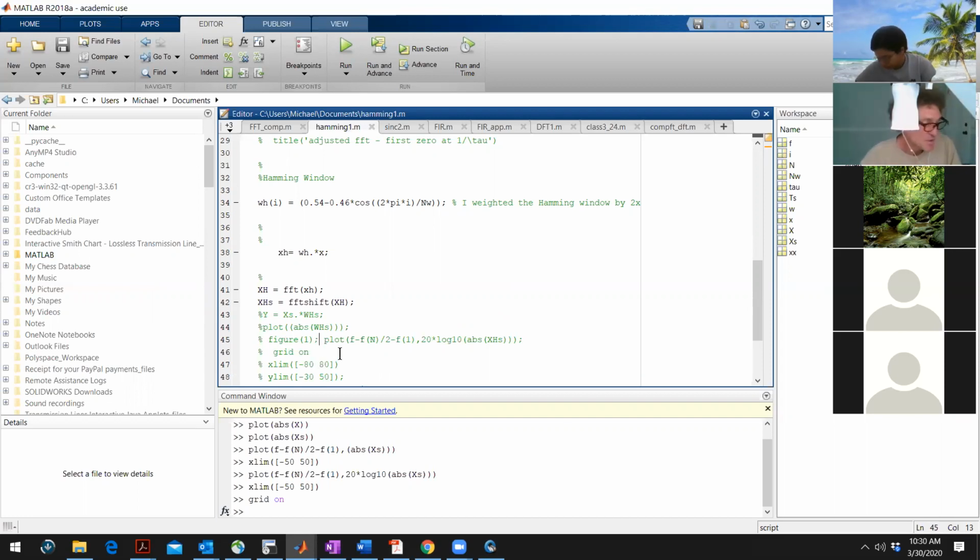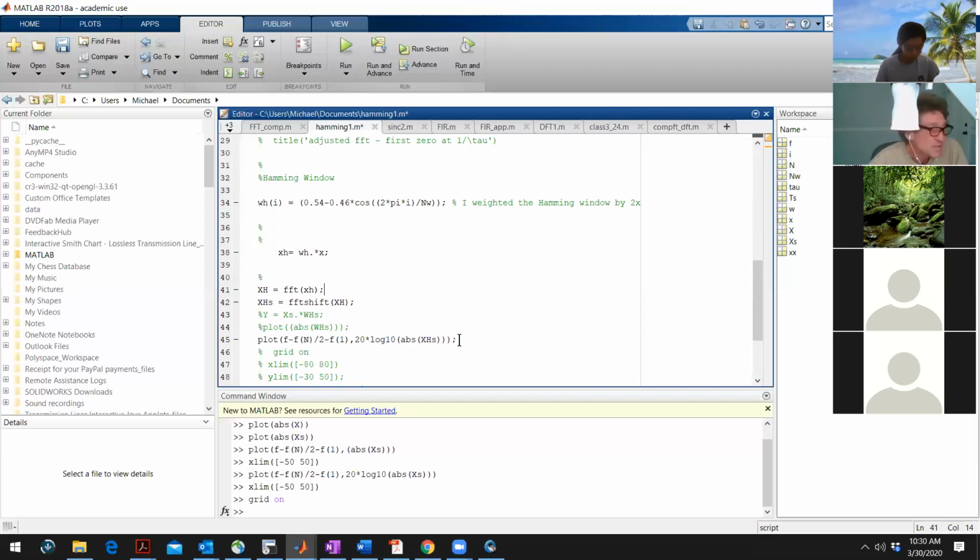By the way, I should say this too. After I multiply x by the window function, remember you have to use a dot multiply. Then I take the FFT of x of h. Still, that's not useful in itself. Then I do an FFT shift of that transform, just as I've done before. And then I take a look at what it looks like in the frequency domain with the adjusted frequencies, and I do it in dB, okay?